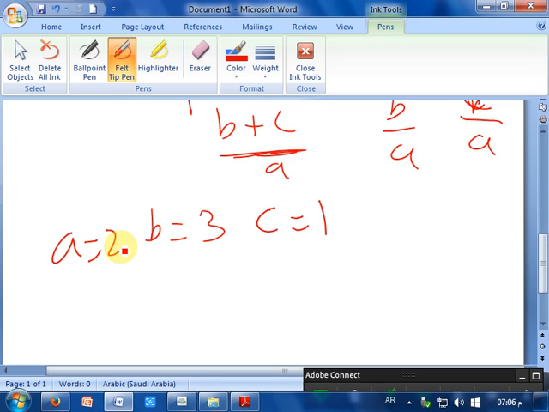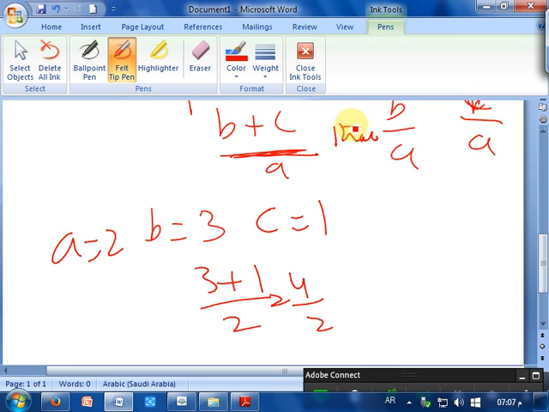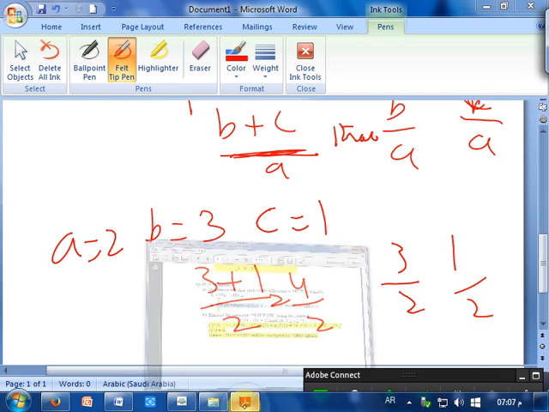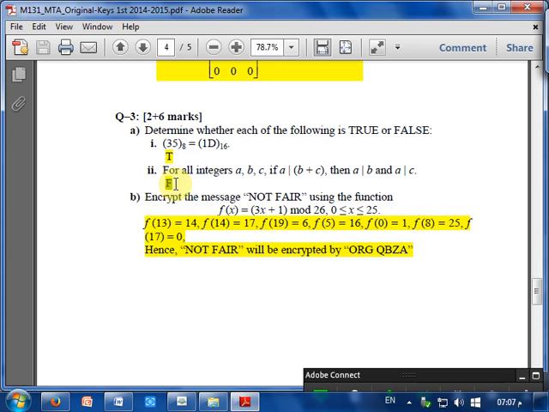Okay, B plus C divided by A: B plus C is 3 plus 1, divided by 2. So it is 4 by 2, and it divides perfectly. Then B by A: what is B by A? 3 by 2. Will it divide? There is a remainder. 1 by 2, there is a remainder. It will not divide, it means it is false. If one of them can be divided, so it's true.